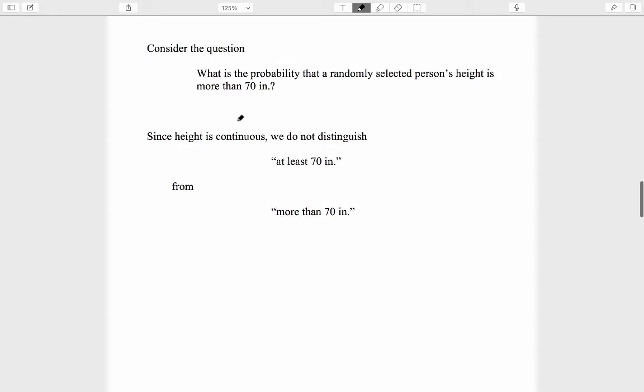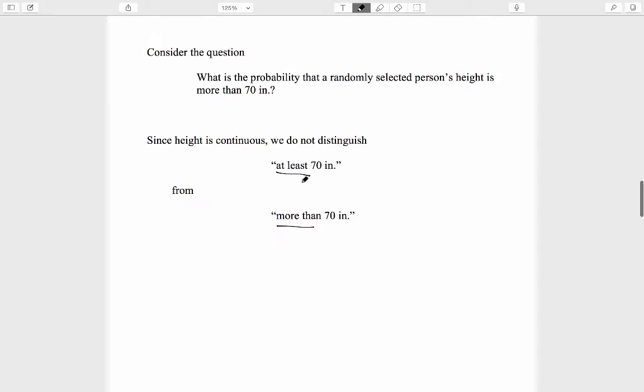Consider the question, what is the probability that a randomly selected person's height is more than 70 inches? Since height is continuous, we do not distinguish at least 70 inches from more than 70 inches. Through most of the course, this has been an important distinction. At least 70 inches would include being 70 inches in the event. More than 70 inches does not include exactly 70 inches in the event. When we deal with continuous data, we are not making the distinction between these two.